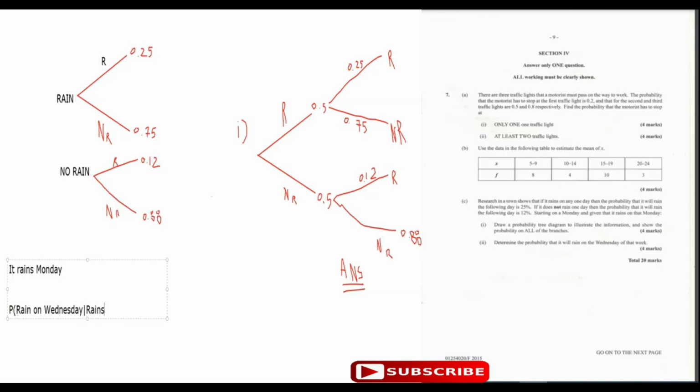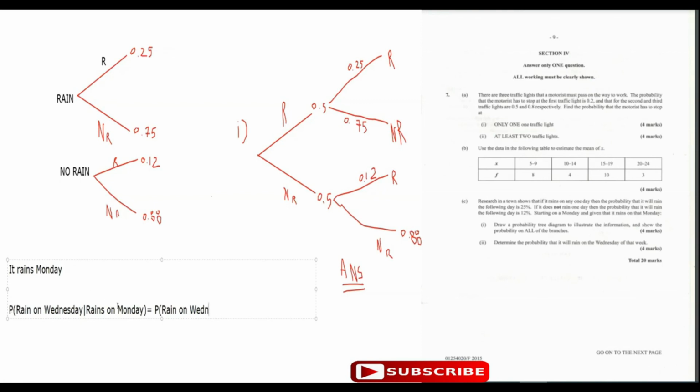Given that it rains on Monday, we need to find the probability that it rains on Wednesday. The probability that it rains on Wednesday, given that it rains on Monday, is a conditional probability.